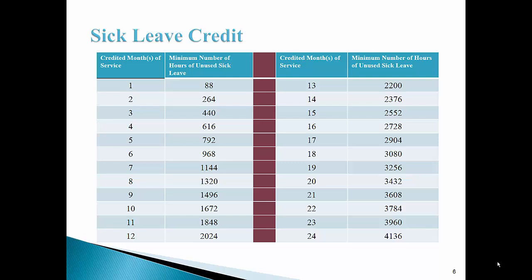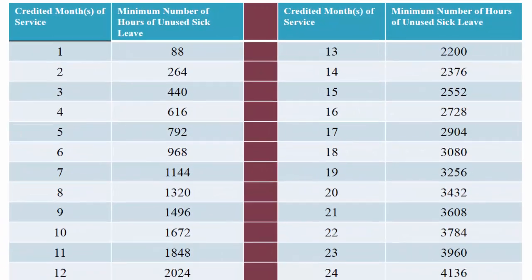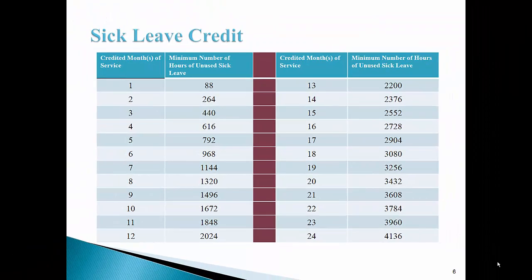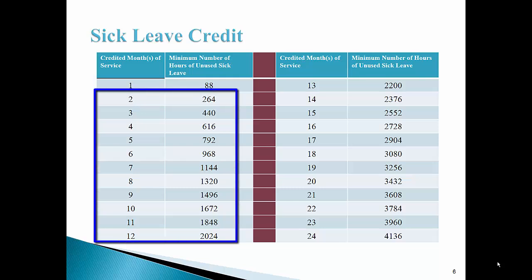Sick leave credit. The following chart shows the minimum number of sick leave hours at retirement you would need for each month of additional credited service. You would need at least 88 hours for 1 month of sick leave credited service. After the first month, you would need an additional 176 hours for each month of credited service.